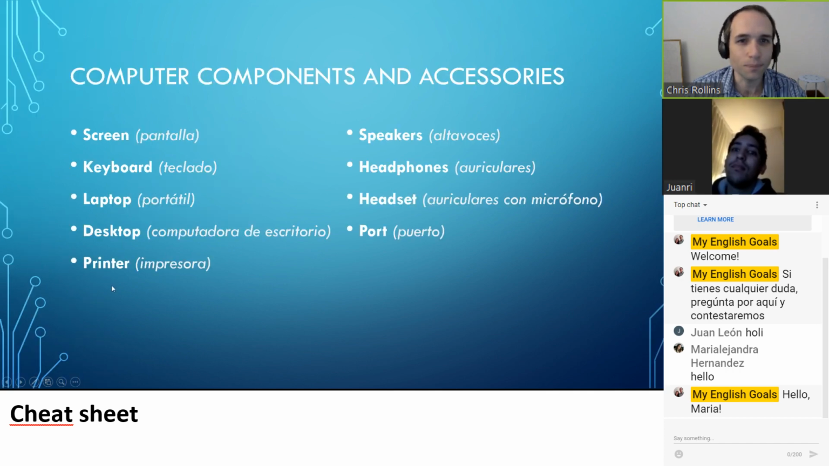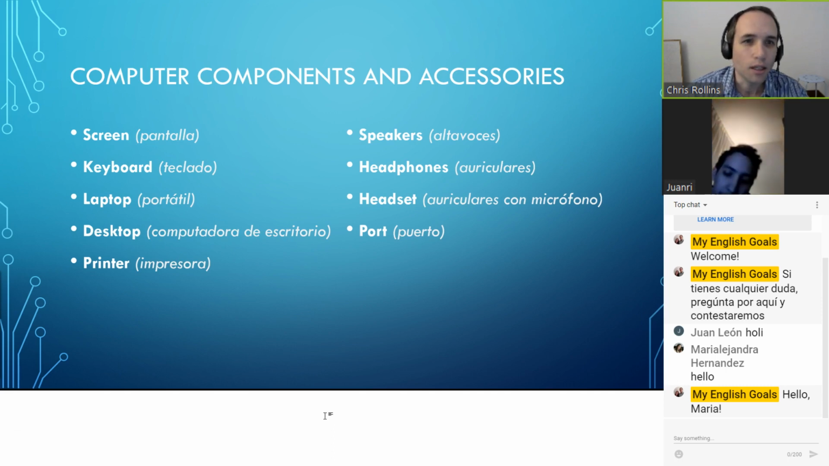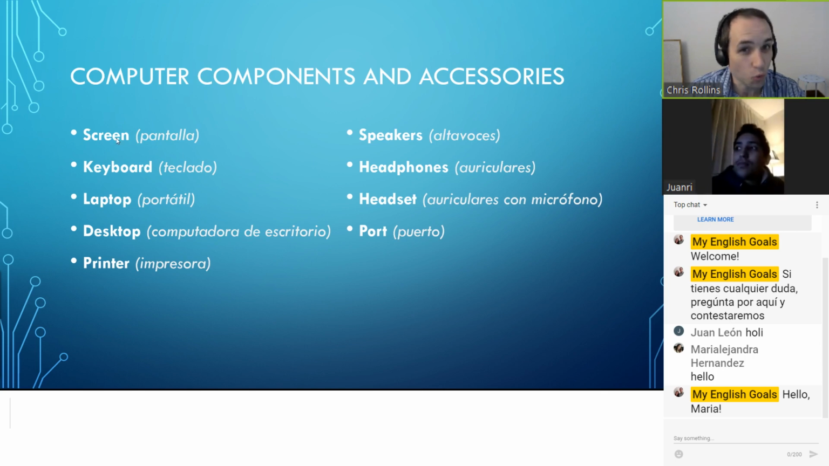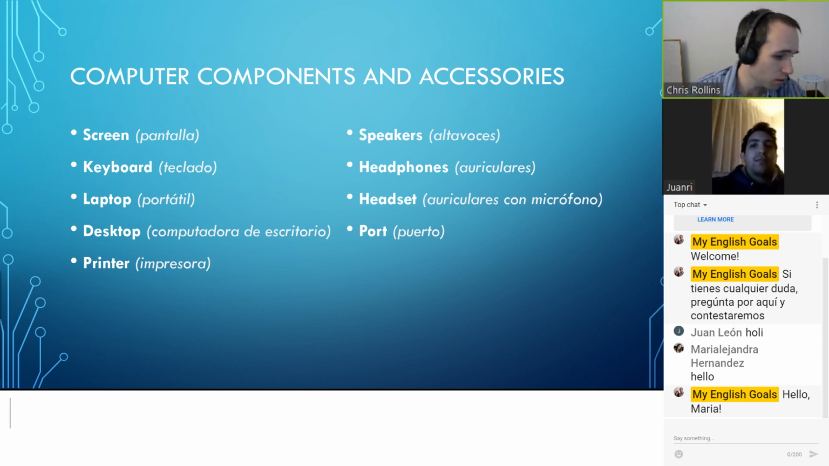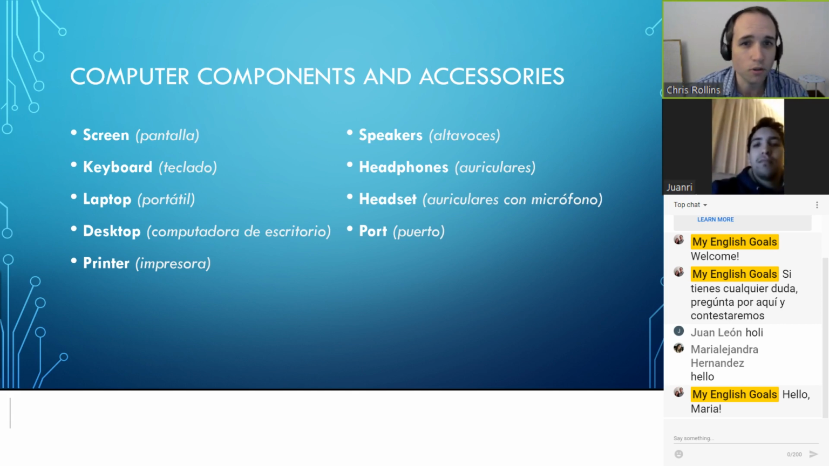Alright, so let's go ahead and get started speaking about computer problems. There we go. So let's start off with this here. Solo voy a decir algunas de las cosas rápidas. We know that la pantalla is a screen, teclado is a keyboard, un portátil, el laptop. Pero los ordenadores grandes de escritorio, de sobremesa, those are desktop computers. La impresora is the printer.